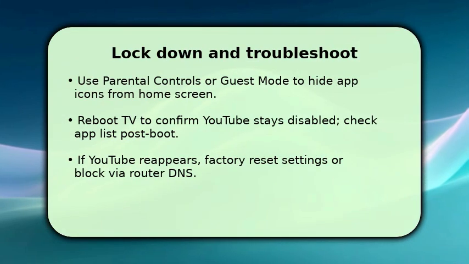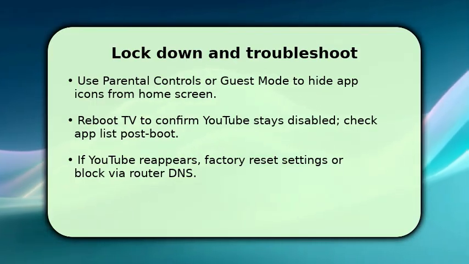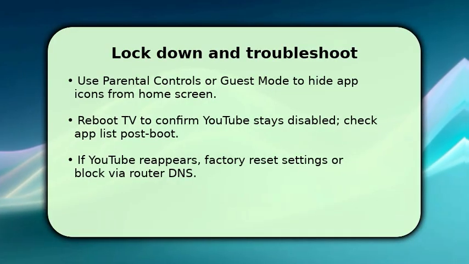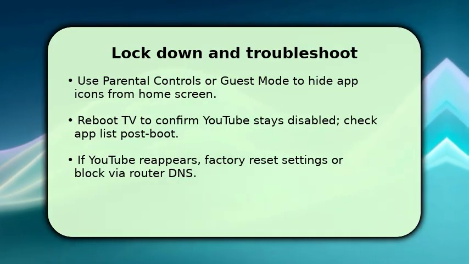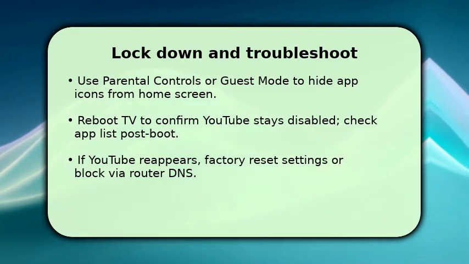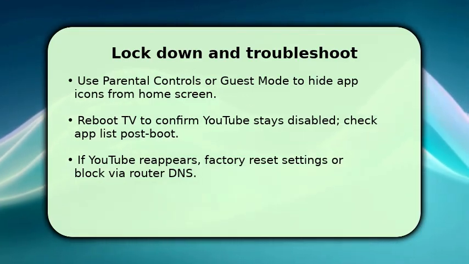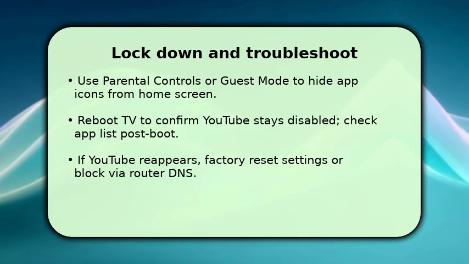To finish, enable parental controls or guest mode to hide any remaining app icons from the home screen, and then reboot the TV to confirm the changes persist. After the restart, revisit Settings, then Apps, to ensure YouTube remains disabled or reverted.